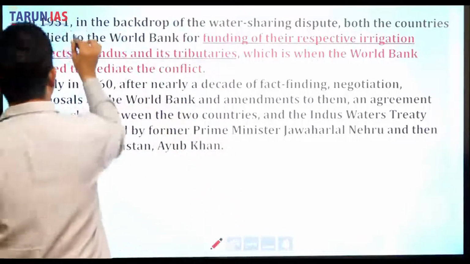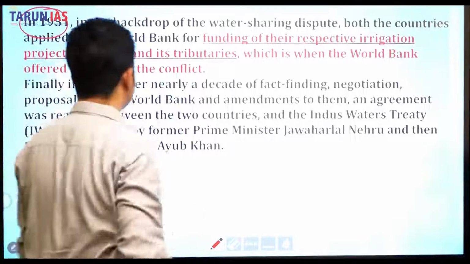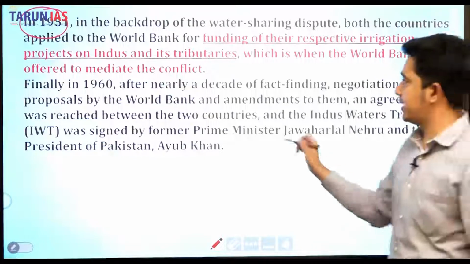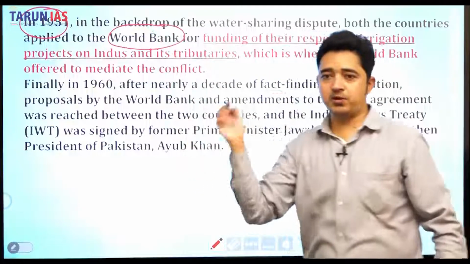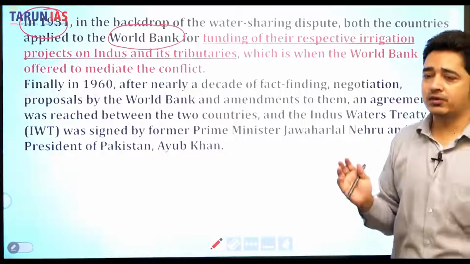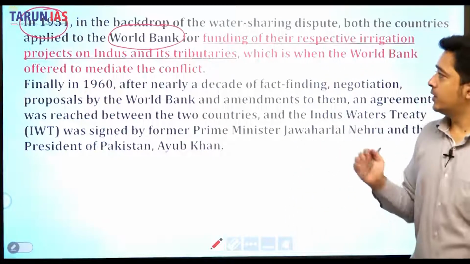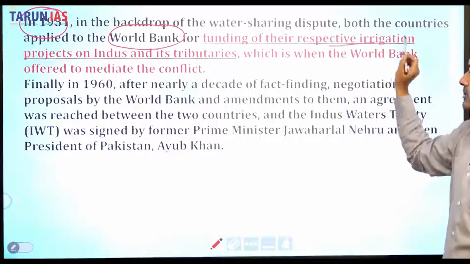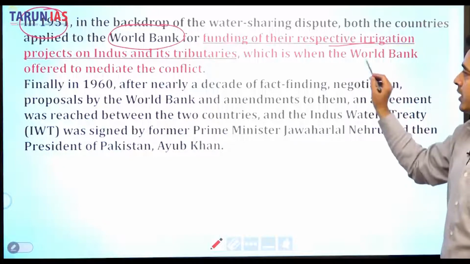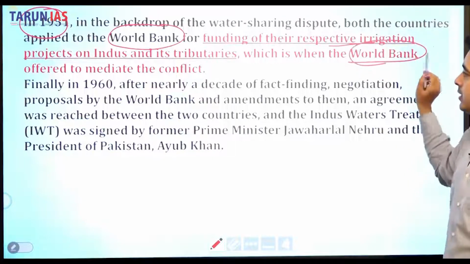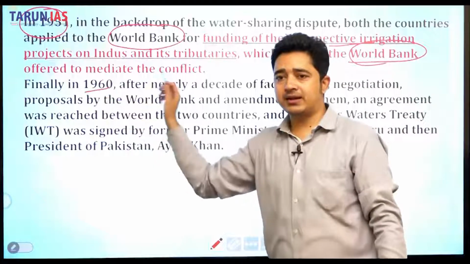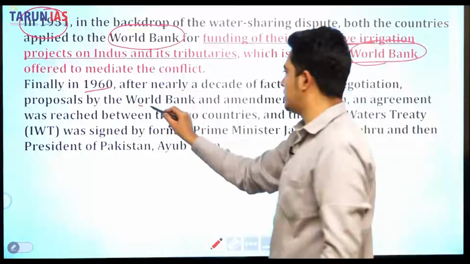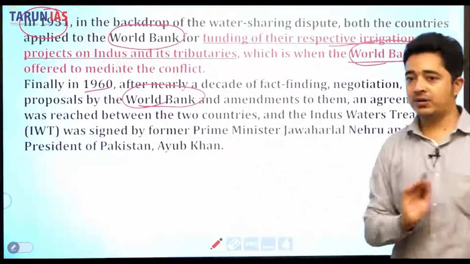Okay, so in 1951, because there was a disagreement between both countries, the funding of their respective irrigation projects of the Indus and its tributaries came through the World Bank. There was a dispute between both countries about an equitable share. Now the World Bank comes into the picture in the role of mediator. Finally, in September 1960, after nearly a decade of fact-finding and negotiation proposals by the World Bank, the Indus Water Treaty was concluded. So make sure the Indus Water Treaty happened with the help of the World Bank, right?